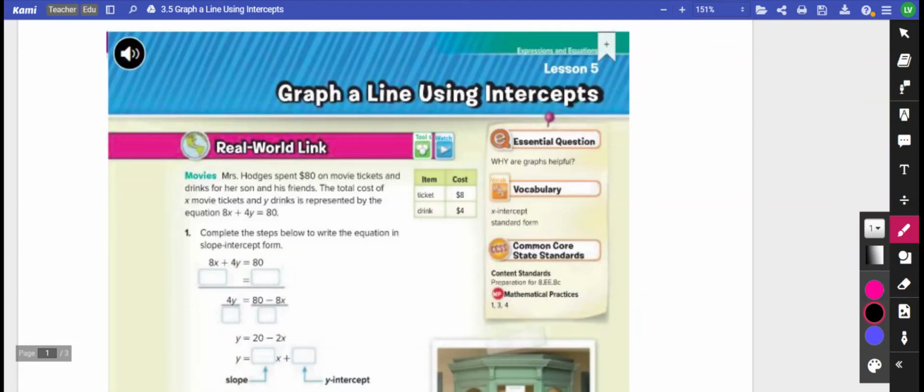Chapter 3, Lesson 5, Graph a line using intercepts. The essential question: why are graphs helpful? Vocabulary: x-intercept and standard form.